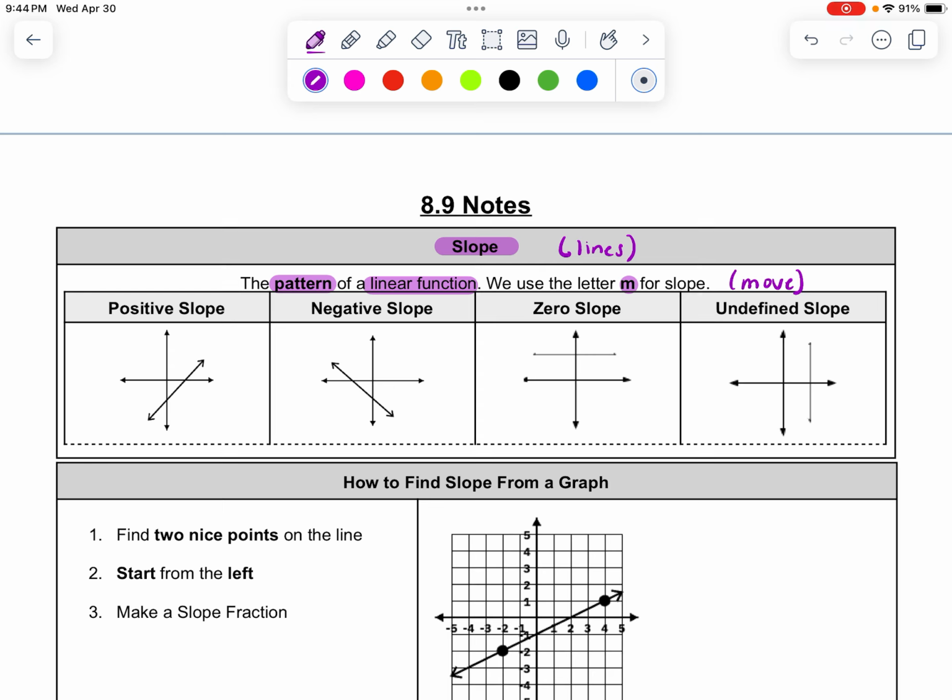Slope type number 1 is what's called a positive slope. A positive slope is a slope that's going to be going uphill when you go from left to right on your graph. Whenever you look at a graph, you always read the graph going from the left and moving to the right. Now, a negative slope is going to be a slope that is going downhill when you read a graph going from the left to the right.